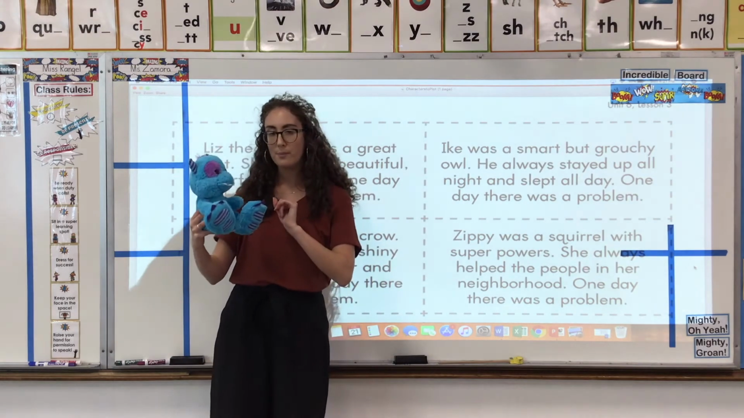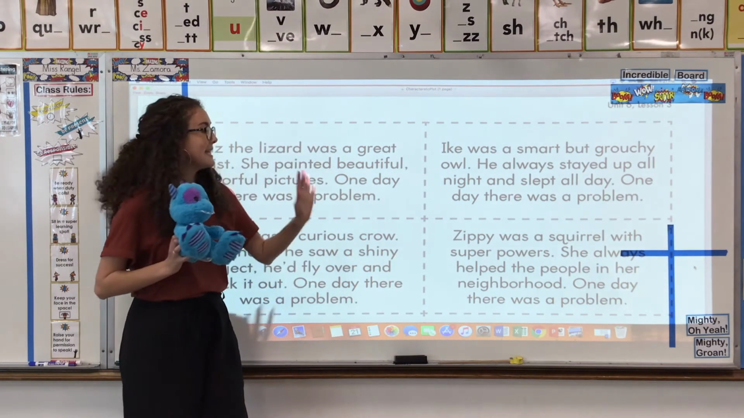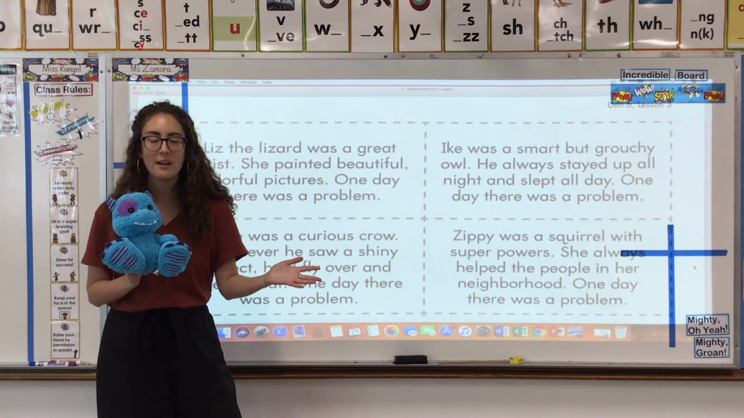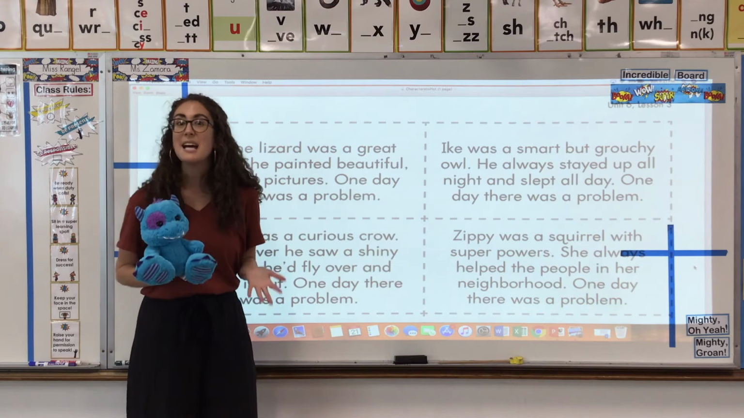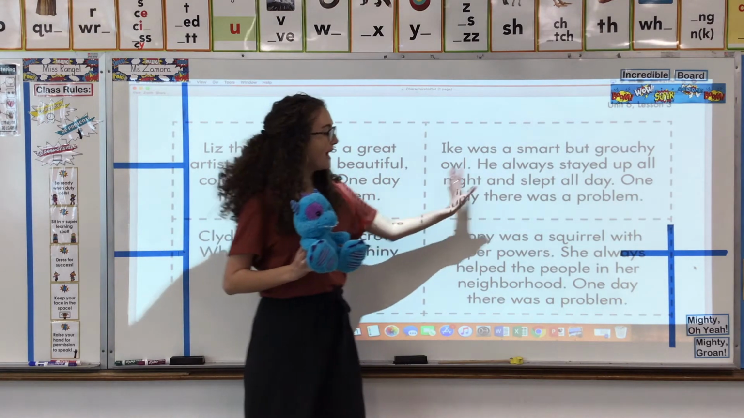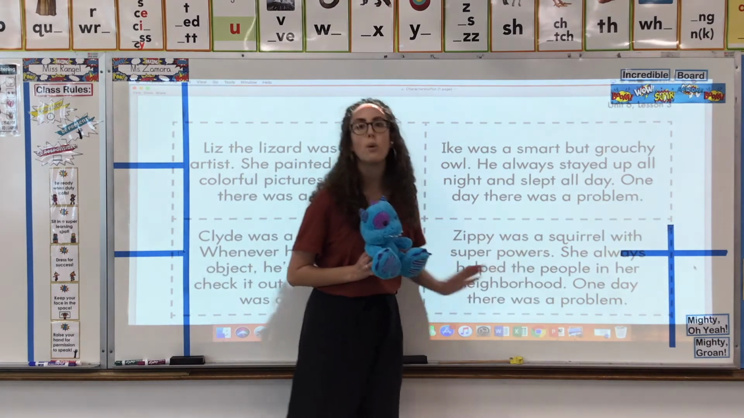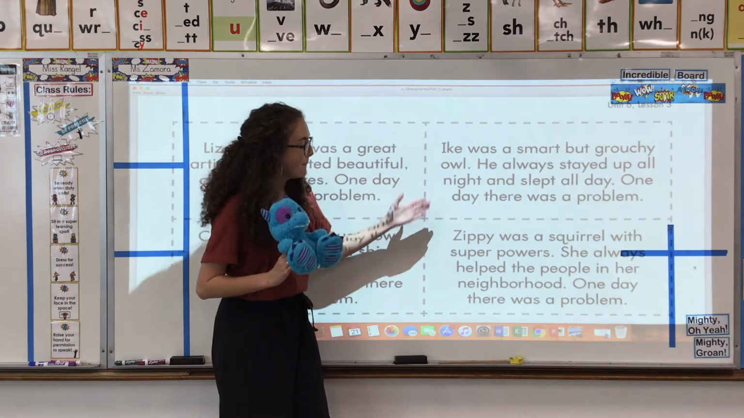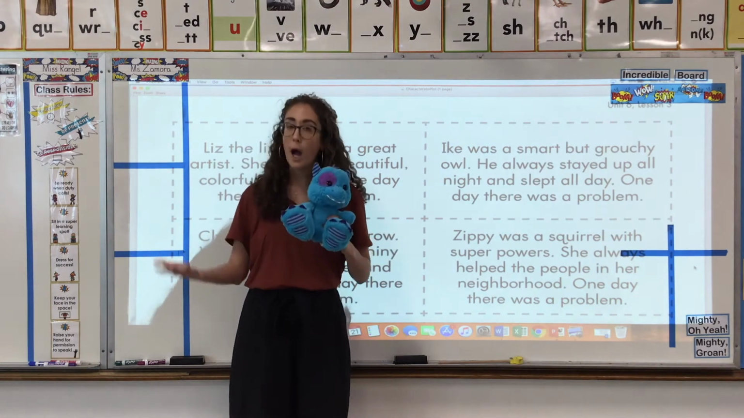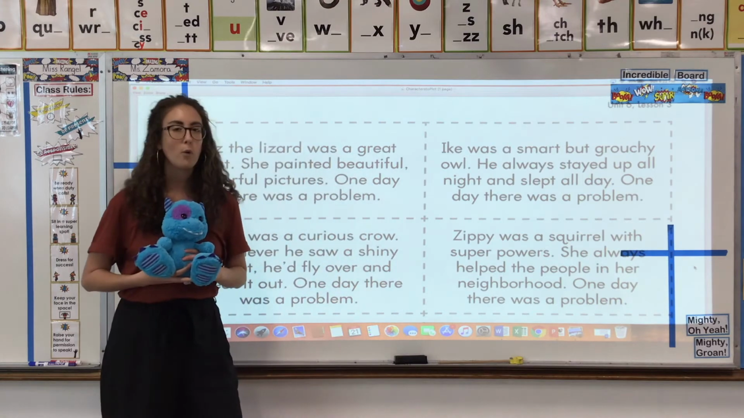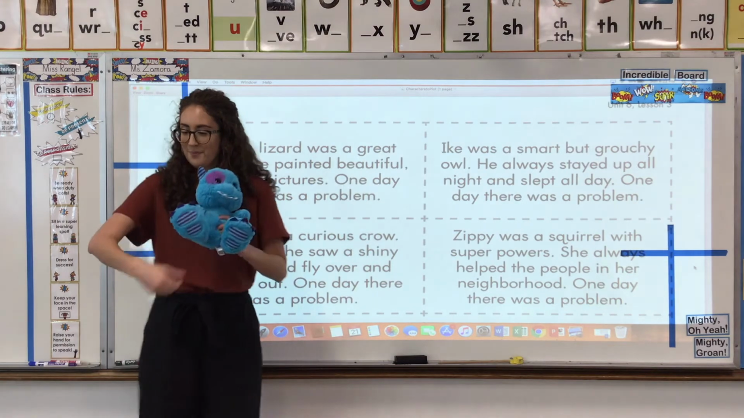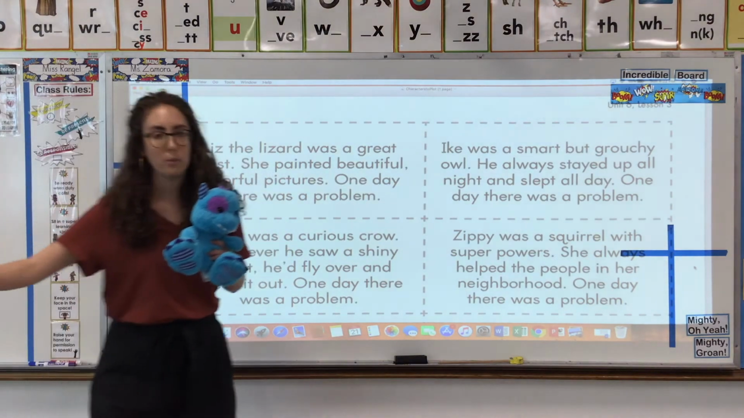Ooh, I have a problem. What if, second grade, Zippy woke up one day and she didn't have her superpowers anymore? They disappeared, so she doesn't know how to help her neighbors. That could be a problem that directly relates to what kind of character she is. Because Zippy has superpowers and loves to help her neighbors, a problem could be she woke up without any powers. Then she has to fix it. But that's just one problem.